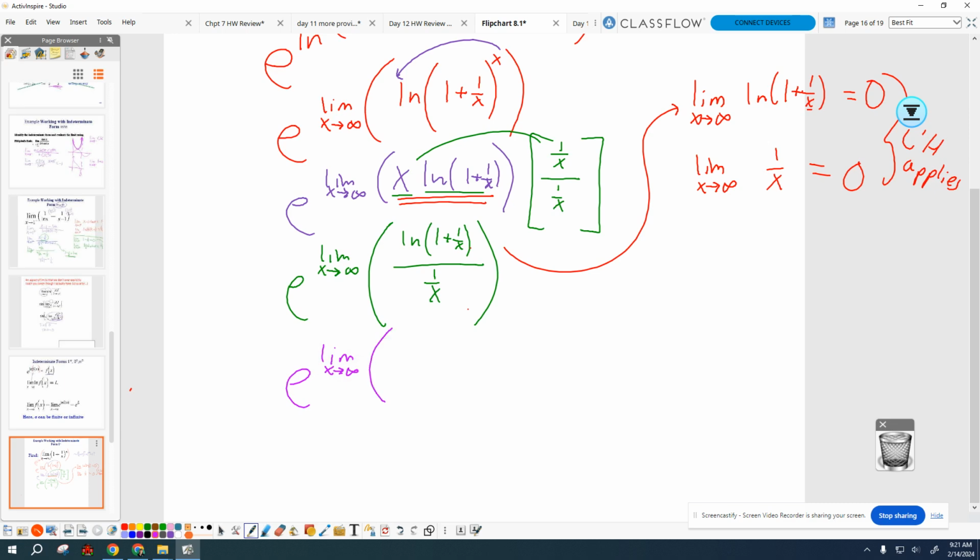Derivative of the top, 1 over the stuff inside, times the derivative of the stuff inside. Derivative of 1 over x is negative 1 over x squared. That's all in my numerator. And the denominator, again, the derivative of 1 over x, multiplied by the power, lower the power. These guys cancel.